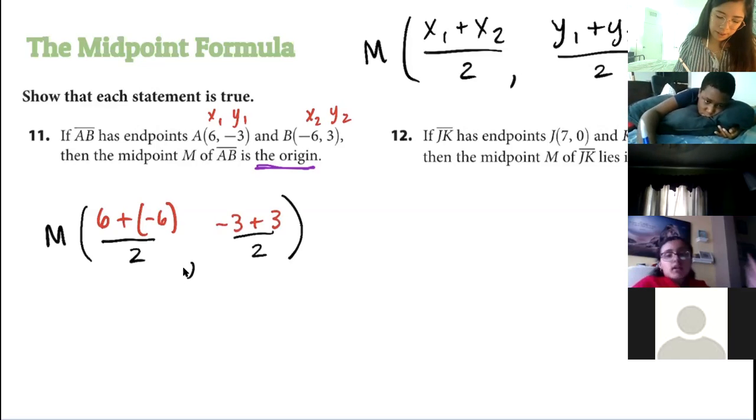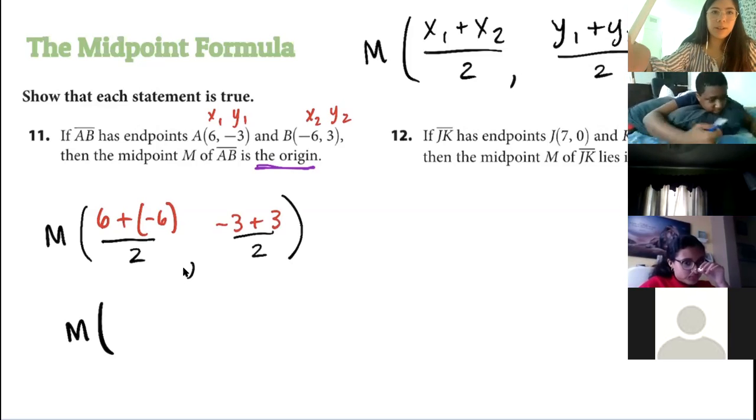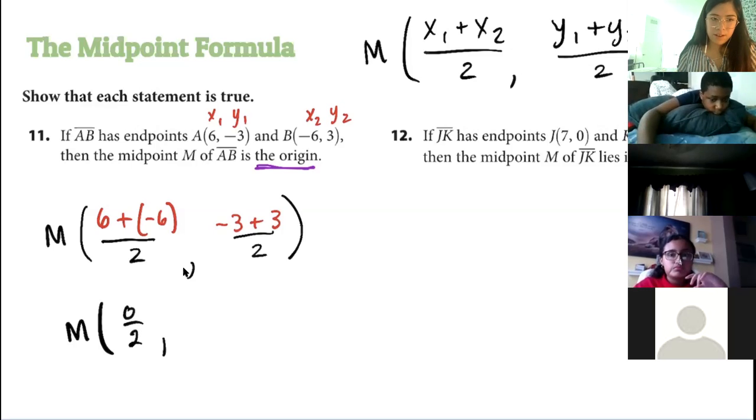And when you do the math, what happens? They cancel. They cancel out to 0 because 6 plus negative 6 cancels out to 0. And then negative 3 plus 3.